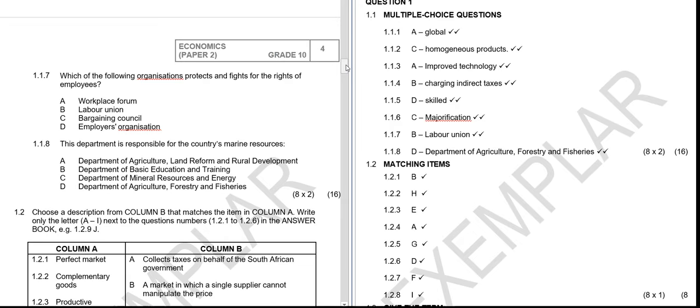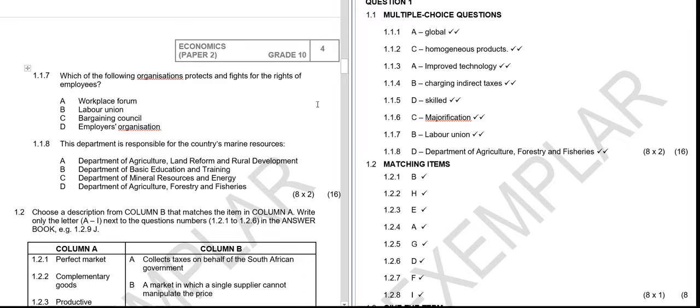Which of the following organizations protects and fights for the rights of employees? So this is the labor union, and that is B. Then we go to number 8. The department is responsible for a country's marine resources, which is the Department of Agriculture, Forestry and Fisheries.